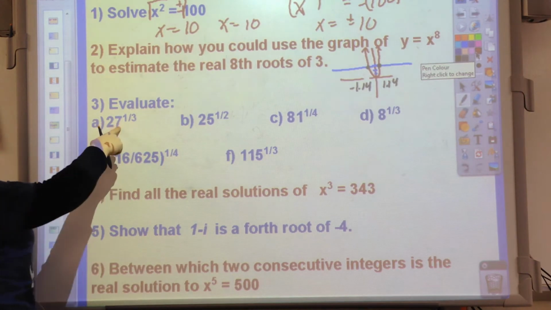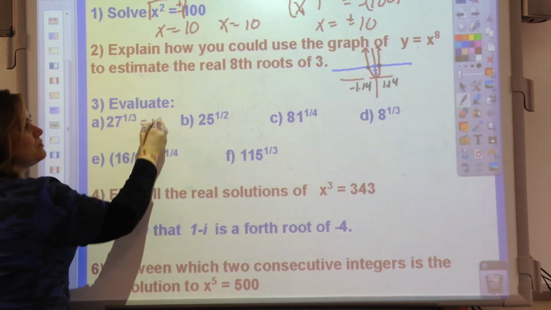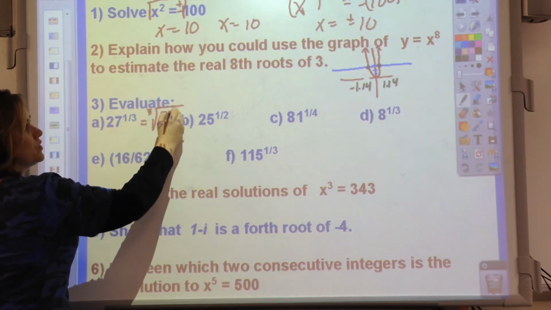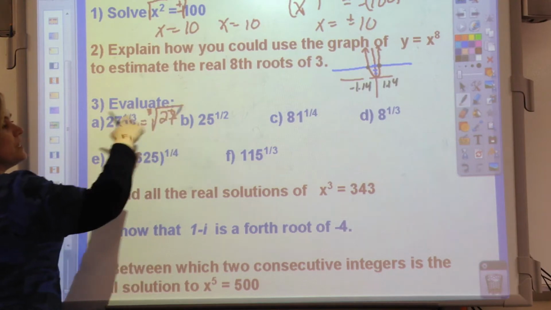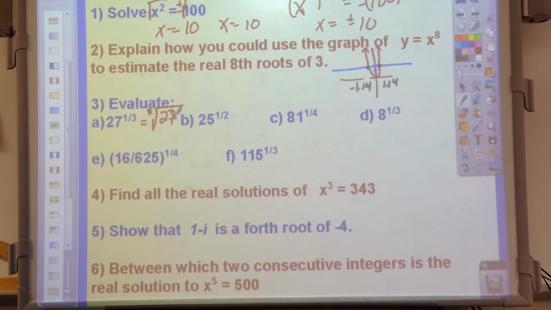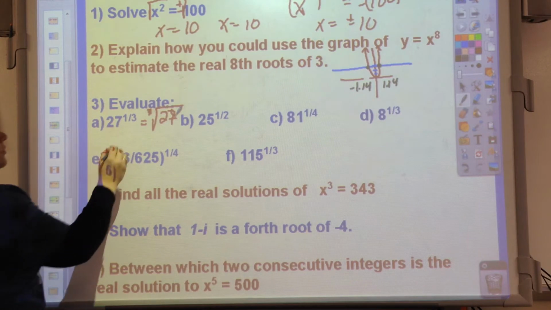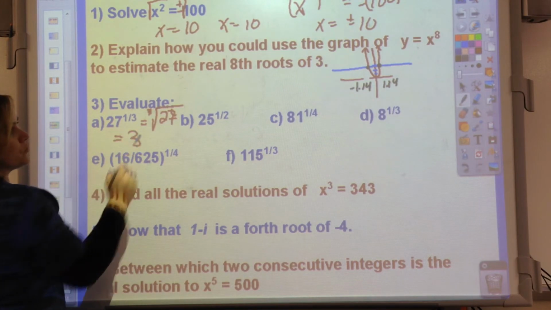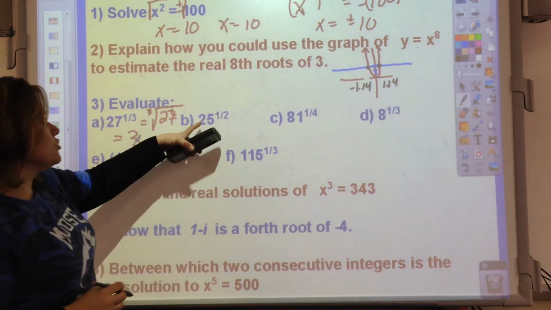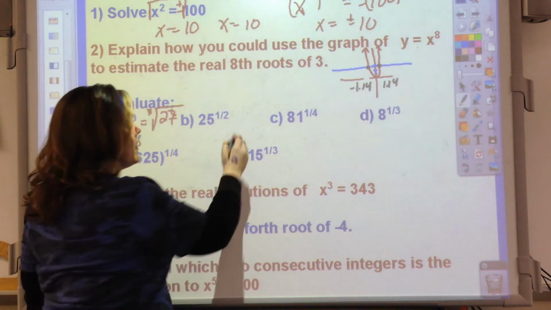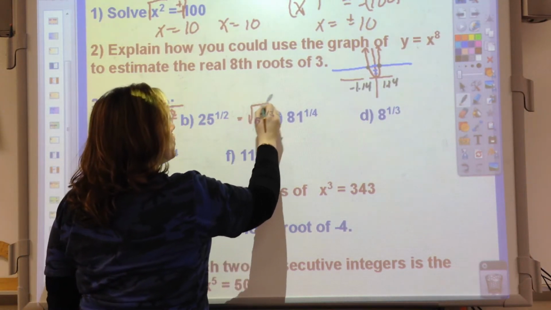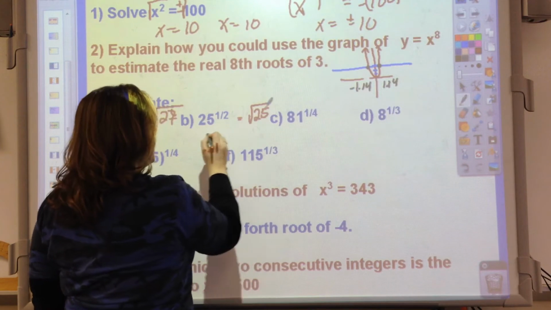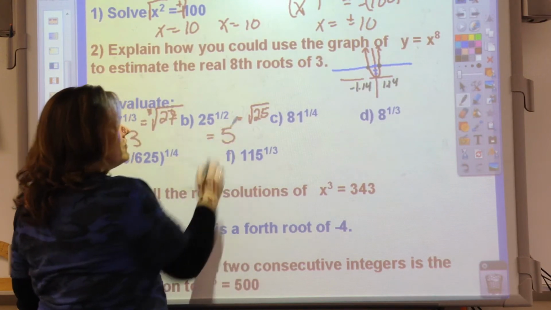Saying 27 to the 1/3 power is the same thing as saying the cube root of 27. The notation is different, but the concept is exactly the same. And that's going to be a positive 3. What if I want 25 to the power of 1/2? Again, that's the same thing as the square root of 25. And hopefully you would agree it's 5.